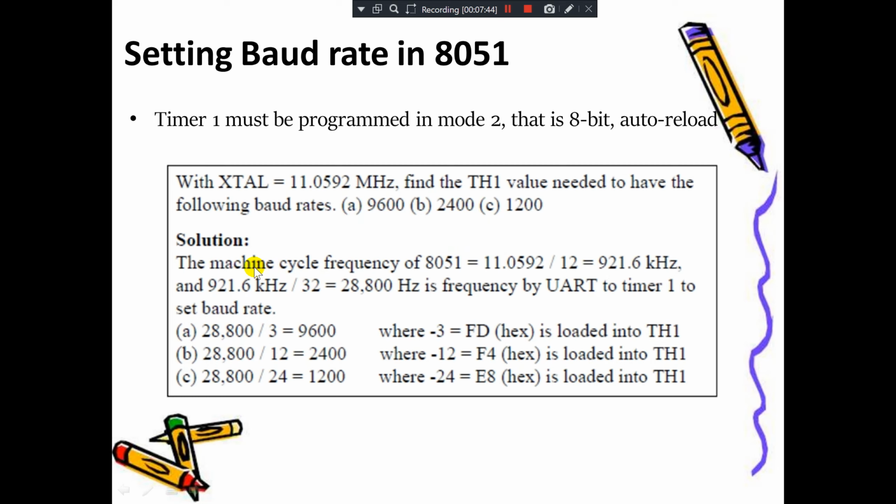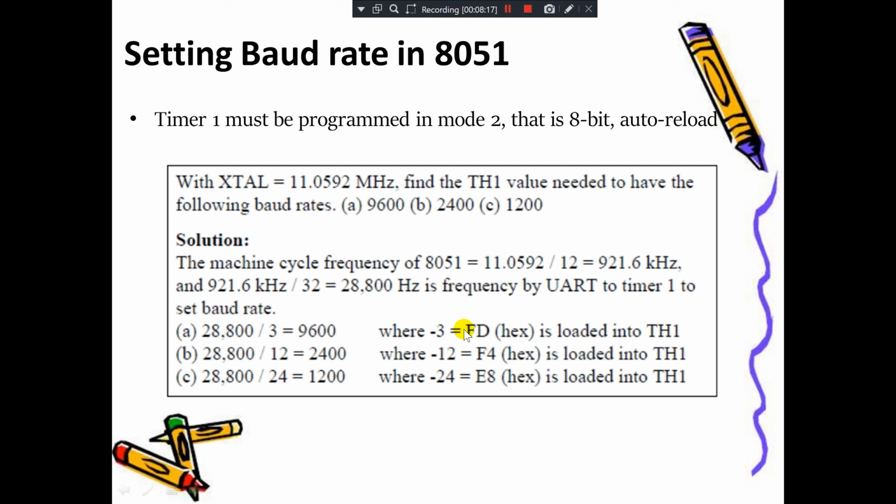When we solve this, the crystal frequency of the 8051 is 11.0592 megahertz. If you divide it by 12, you will get 921.6 kilohertz, and if you divide it by 32, you will get 28,800 hertz, the frequency of the UART, which is used for serial communication and given to timer 1 to set the baud rate. Now this 28,800 hertz is divided by 3, and you will get 9,600, which is the required baud rate to be set.